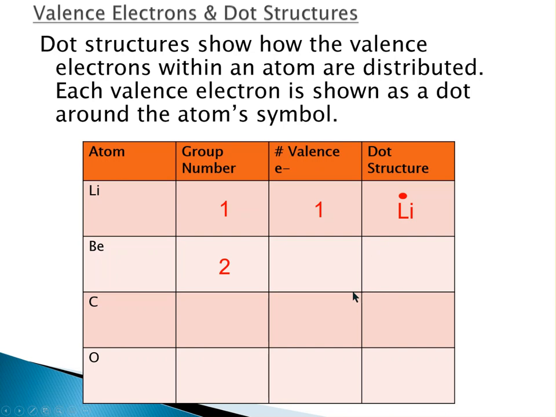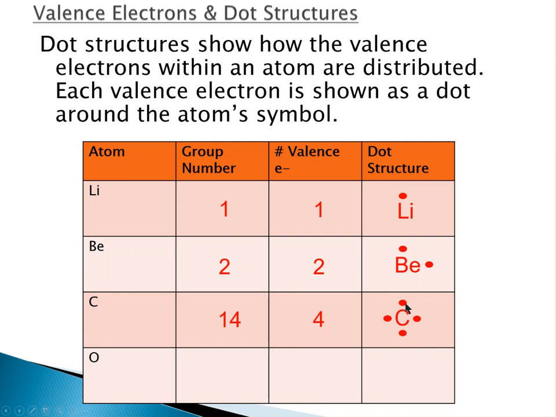So for beryllium, it's in group 2. So we know it has 2 valence electrons. When I do the dot structure for beryllium, I draw the symbol for beryllium and put 2 dots around it to show it has 2 valence electrons. Carbon is in group 14, so we know that it has 4 valence electrons. To do the dot structure, I draw the symbol for carbon, C, and I distribute 1, 2, 3, 4 dots around the carbon symbol to show that it has 4 valence electrons.